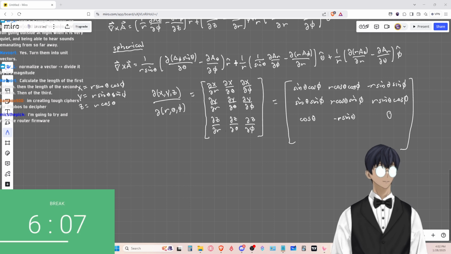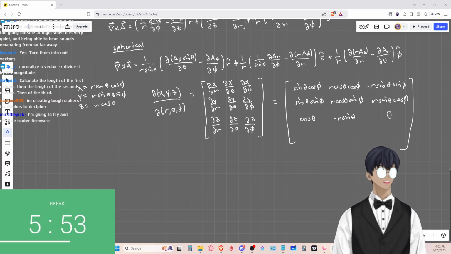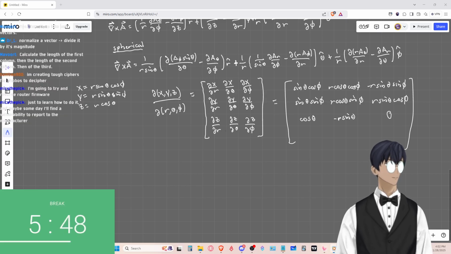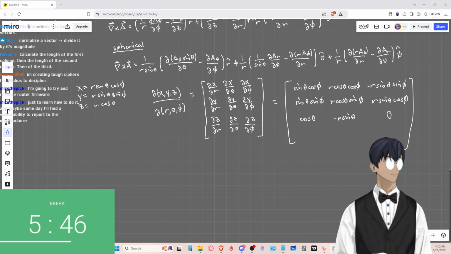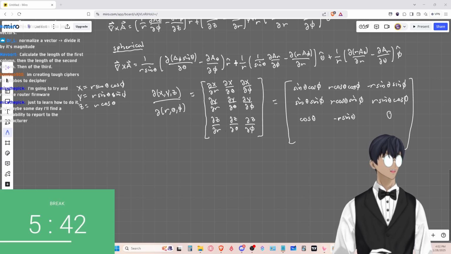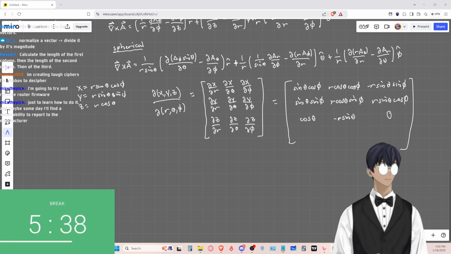Like, what's the cipher for? Is it to help Phobos with coding, or is it supposed to give another challenge to solve for any one of their streams? Just to learn how to do it, and maybe someday I'll find a vulnerability to report to the manufacturer. Oh, okay, I see. Is that what you do for a living?